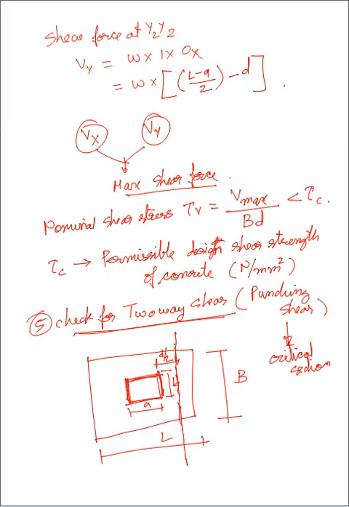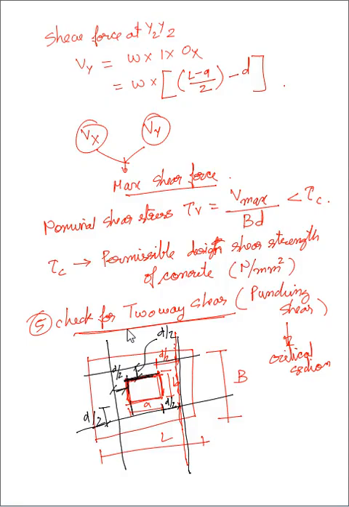Let me change the color. This is my critical section, this is from the face of the column, this is small d/2. From this face too there will be a critical section, so here also this is d/2. This is the face of the column, and from here this distance is my d/2. Again here this is d/2. It is getting very congested. I hope you are understanding.